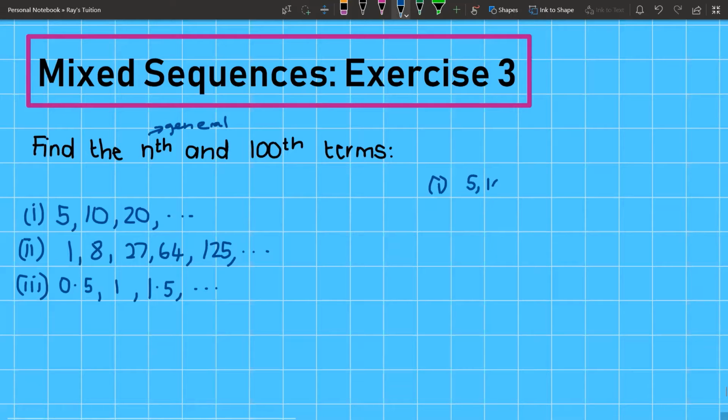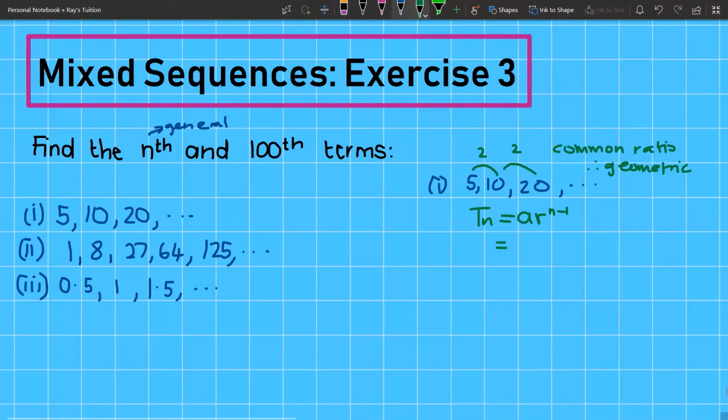So we have 5, 10, 20. We have to determine what type of sequence it is. I'm going to look for a geometric, so divide. 10 divided by 5 is 2, and 20 divided by 10 is 2. So it has a common ratio, which means it is geometric. Okay, so now we can use the formula Tn is equal to a times r to the power of n minus 1.